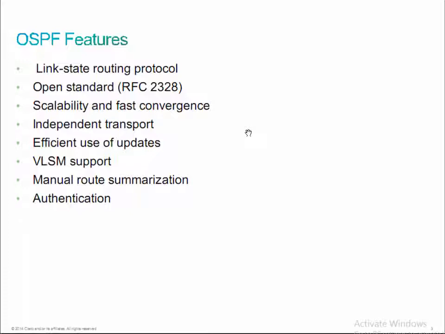Now, it does do a periodic update. Every 30 minutes, OSPF floods its routing information out throughout the autonomous system, and that's called a paranoid update. So there is a periodic element to sending out routing updates and advertising routes, but it's primarily considered to be an incremental routing protocol.